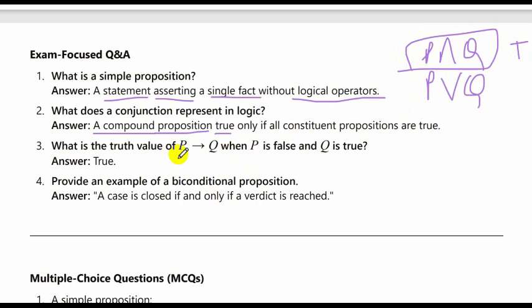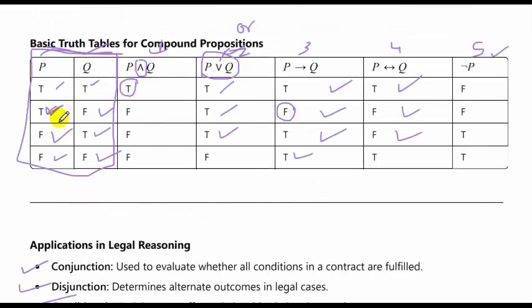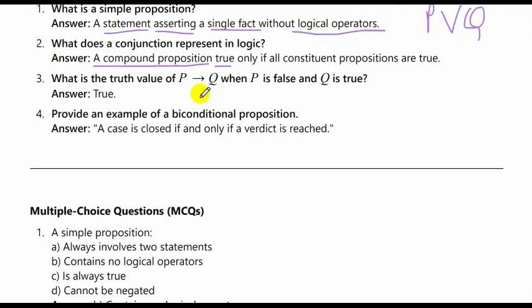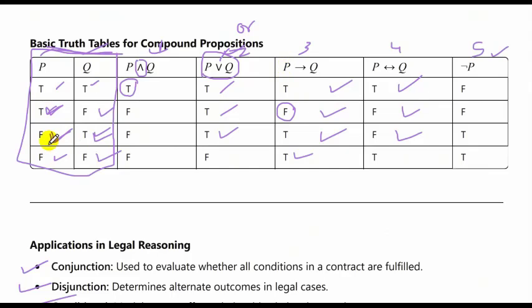What is the truth value of P then Q when P is false and Q is true? This is an implication. If P is false and Q is true, the whole statement is true. In the or we had stated earlier that either one of the propositions needs to be true for the outcome to be true. But here we are going for implications. So in implications, if P is false but Q is true, that is, if it implies something, then the whole thing is true.